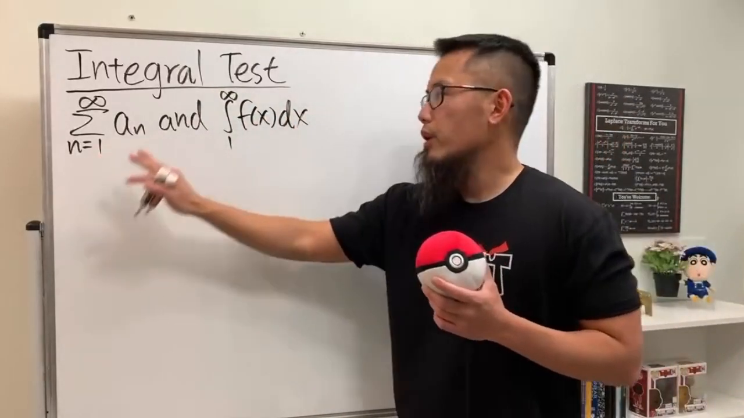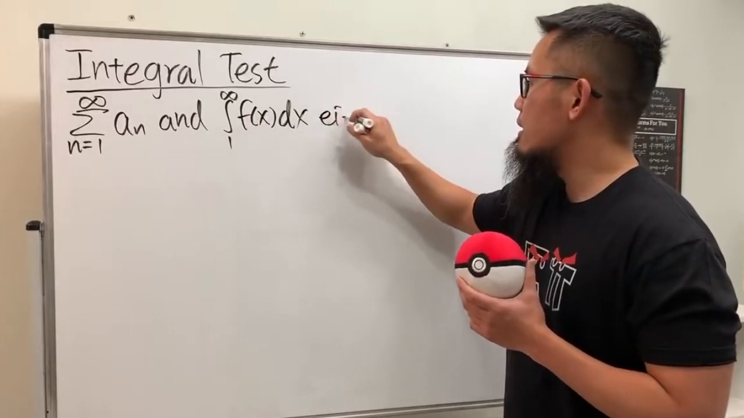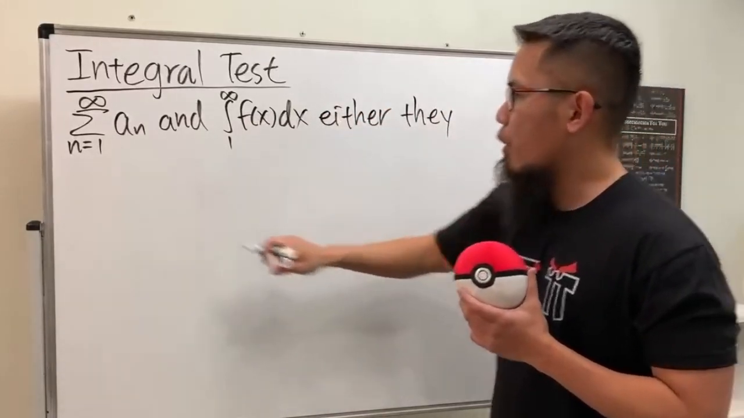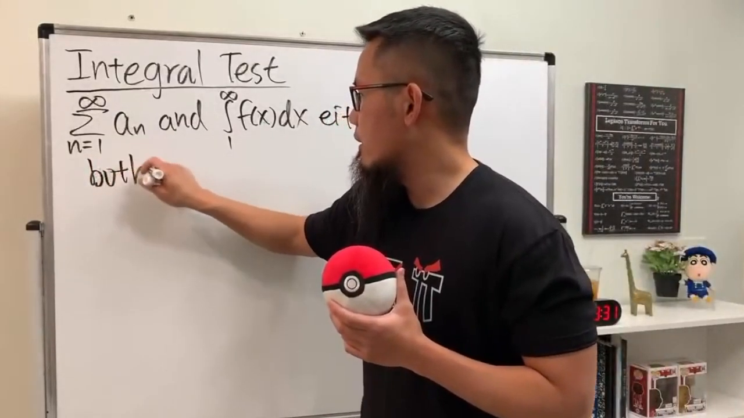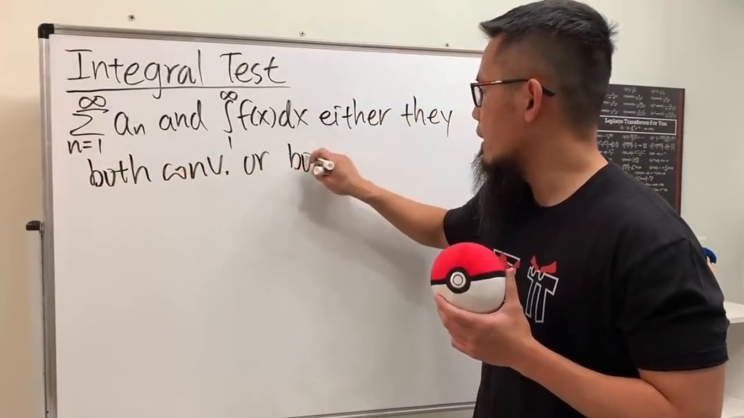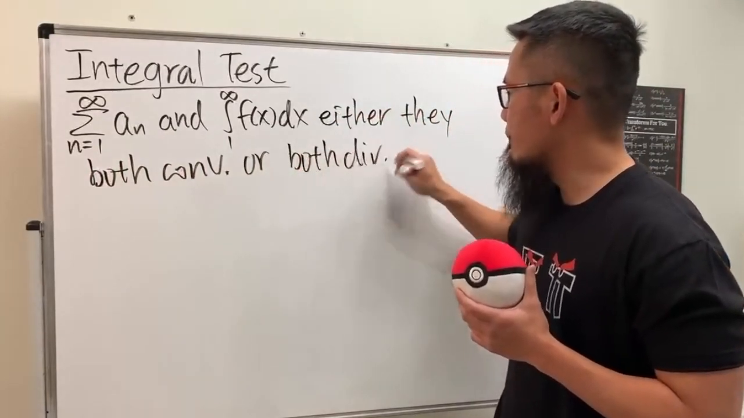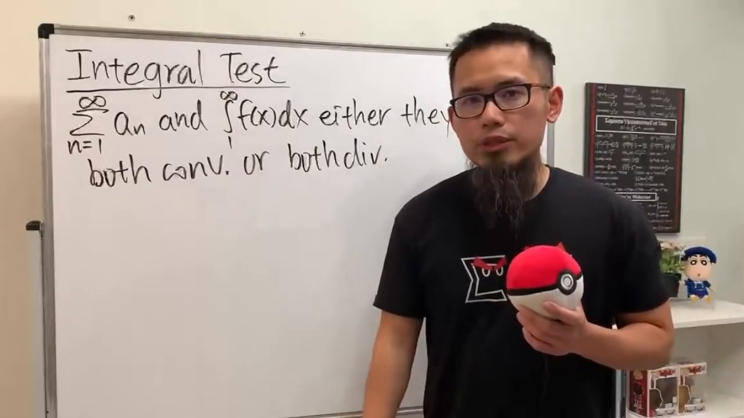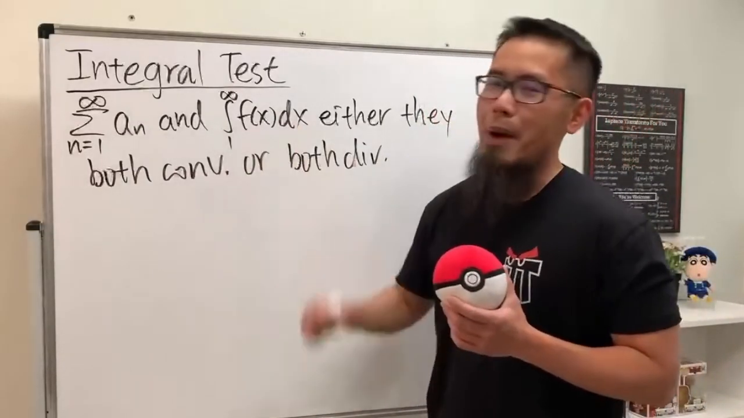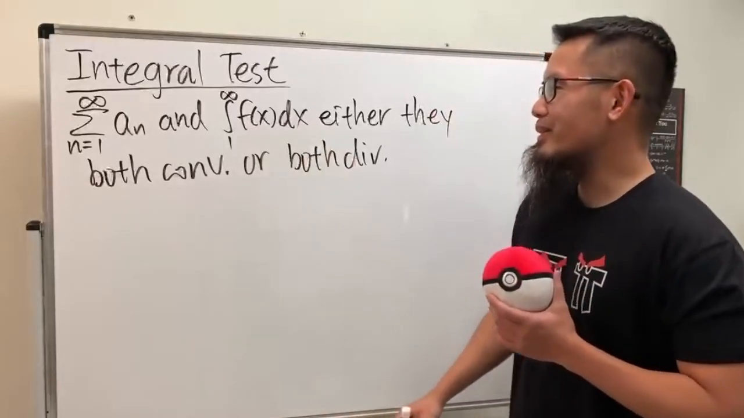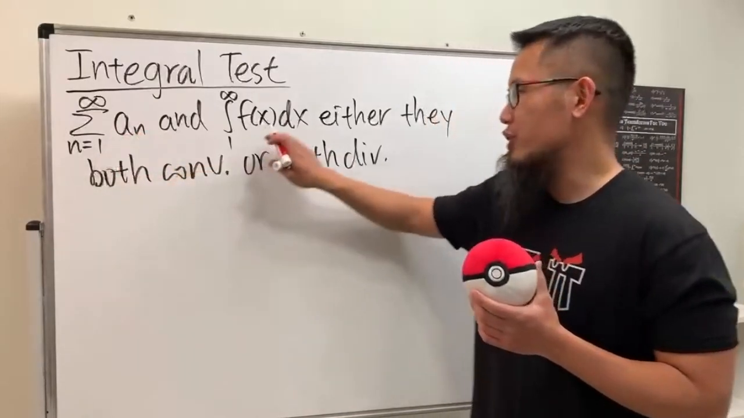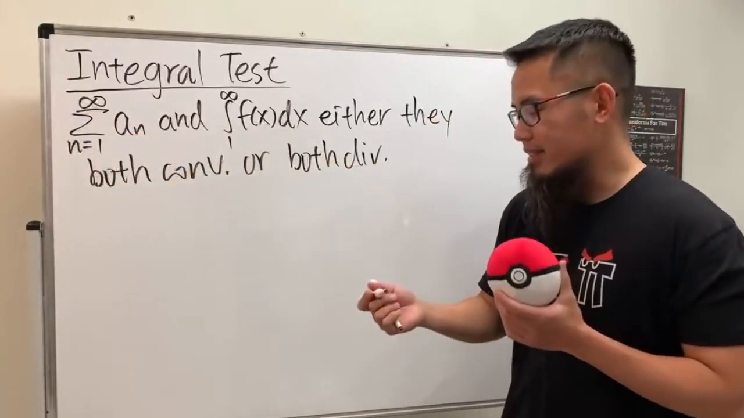Let me tell you, this and that either both converge or both diverge. And that's actually good news because we should be slightly more familiar with improper integrals, right? So the deal is that if you want to determine if this converges or not, just go ahead and check the corresponding improper integral. That's the idea.